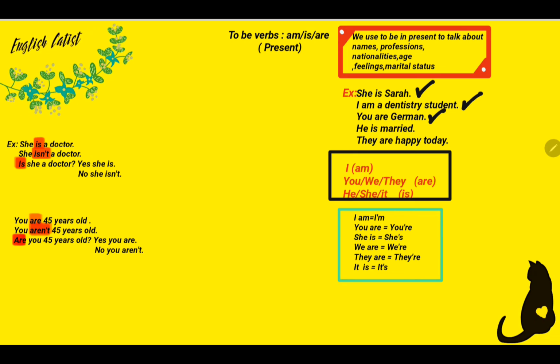The next one: he is married, about marital status. And the last one, about feelings: they are happy today.